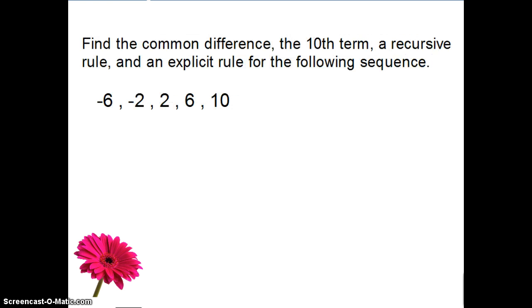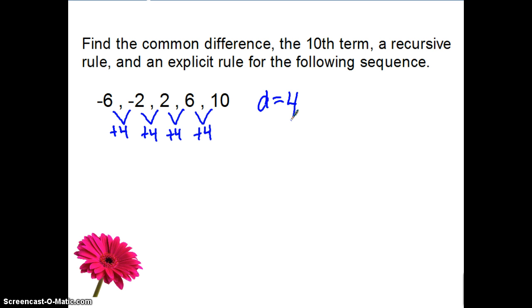Alright, so this says find the common difference, the 10th term, a recursive rule, and an explicit rule for the following sequence. Alright, so let's first look at this and see if we can figure out the pattern. -6, -2, 2, 6, and 10. Alright, so hopefully you can see that what we're adding each time is 4. Each of these is going up by 4. So 4 is our common difference, which we call d. Okay, so the common difference is 4.